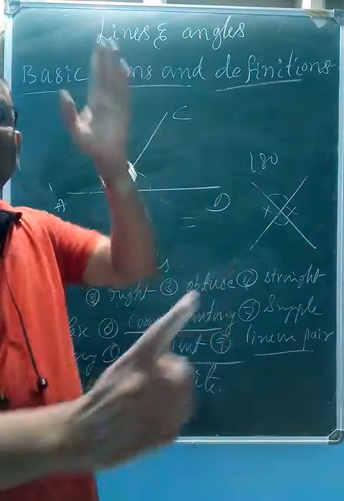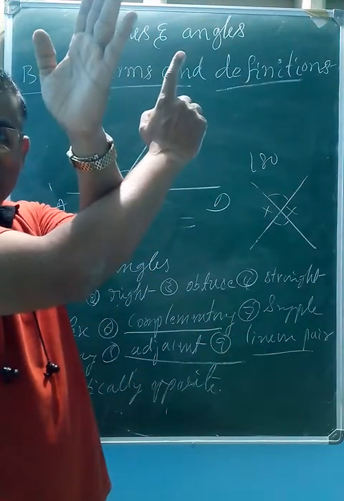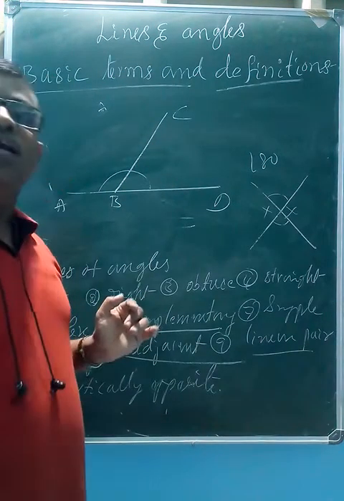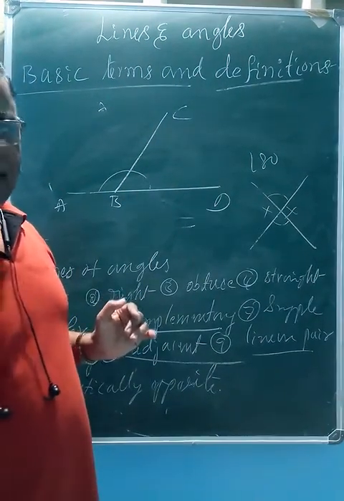Whenever two line segments intersect each other, the opposite angles so formed are called vertically opposite angles.